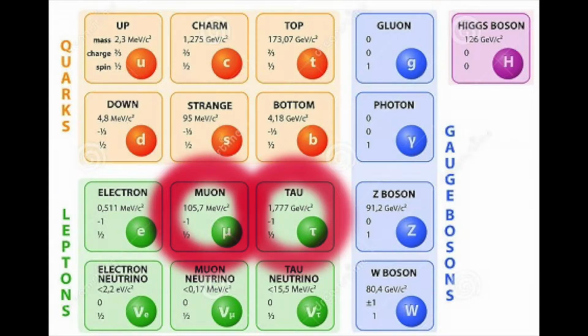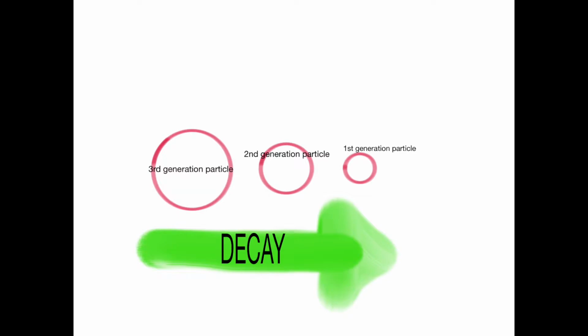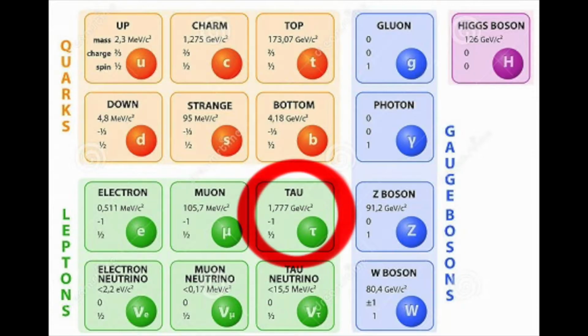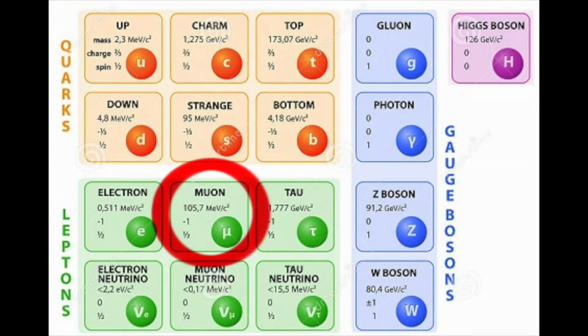There are two other, more heavy types of electrons called the muon electron and the tau electron, but these are not very common because fundamental particles naturally decay to the smallest mass possible. The tau electron is heaviest and is said to belong to the third generation. The muon is medium and is said to belong to the second generation.